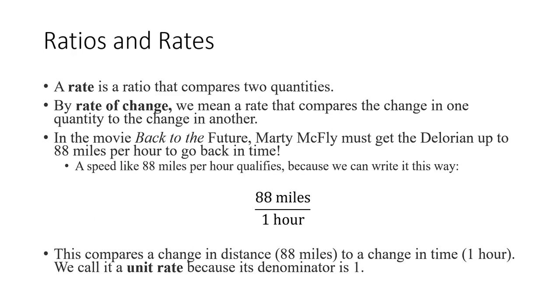In the movie Back to the Future, Marty McFly must get the DeLorean up to 88 miles per hour to go back in time. A speed like 88 miles per hour qualifies because we can write it as 88 miles divided by 1 hour. This compares the change in distance, 88 miles, to the change in time of 1 hour. And this is a particular type of rate called a unit rate because it has a denominator of 1.